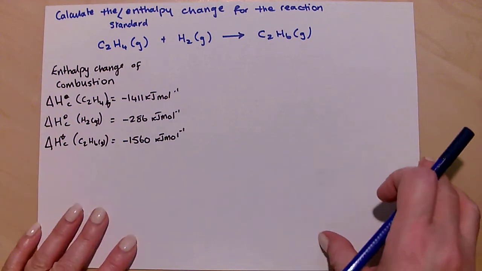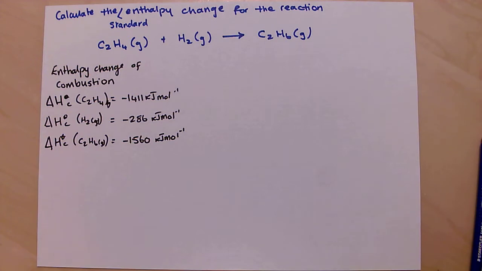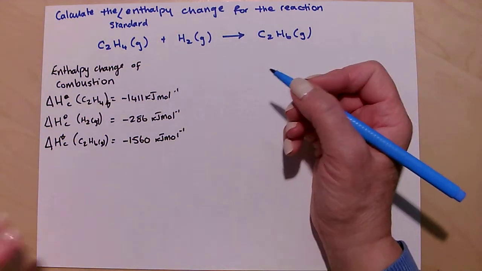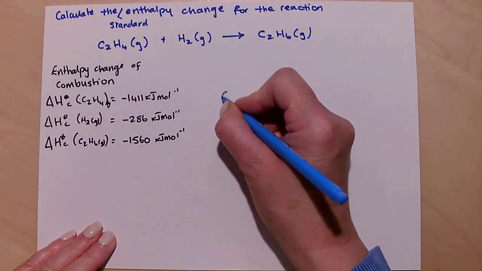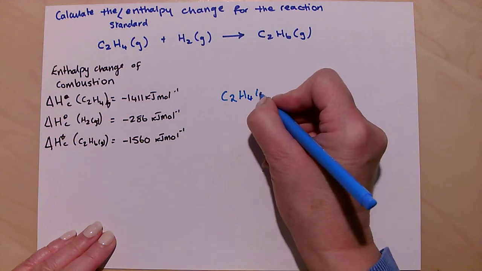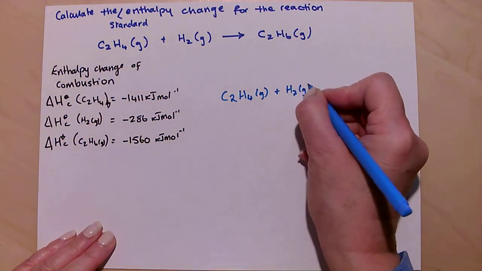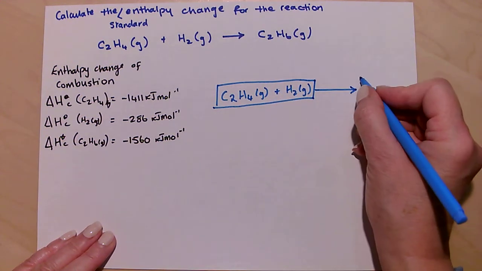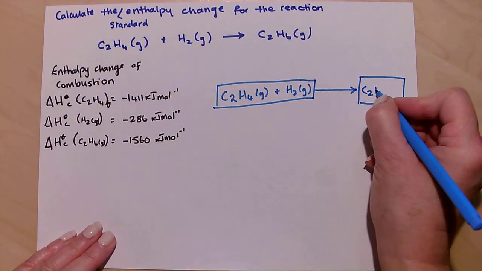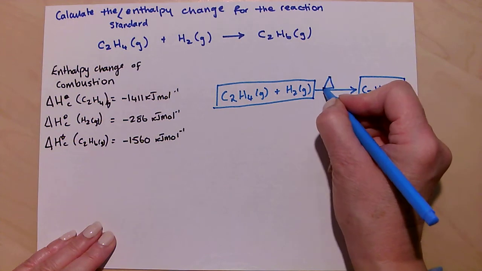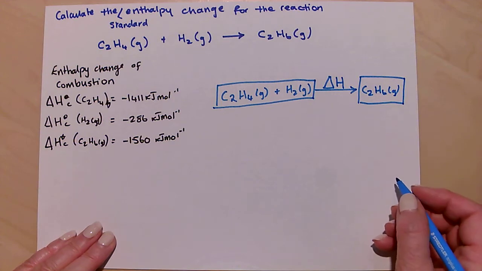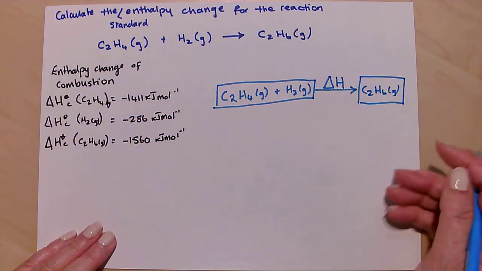Okay, so the way that we would set this out is to write the equation out. I know it's already written there, but that may be within the exam question itself. So if we write the equation out, C2H4, it's a gas, and hydrogen, which is also a gas, are our reactants, and they are going to give us this product of ethane as a gas. We will write delta H over the top of it, because that's what we want to work out, the enthalpy change for the reaction, so the enthalpy of reaction.